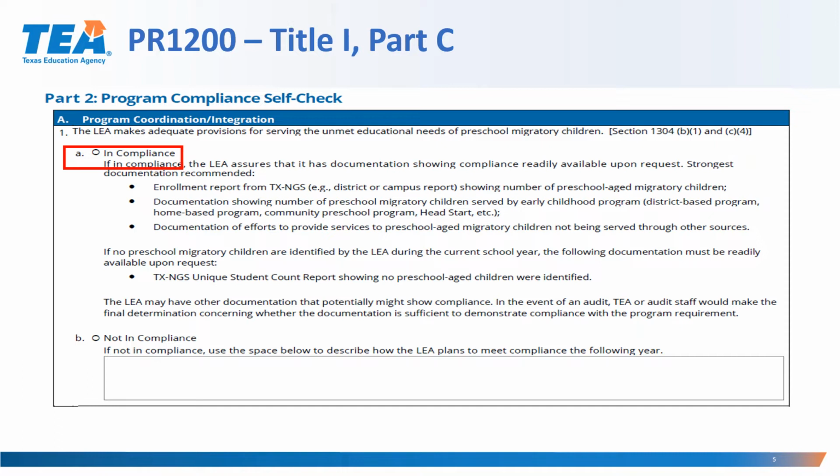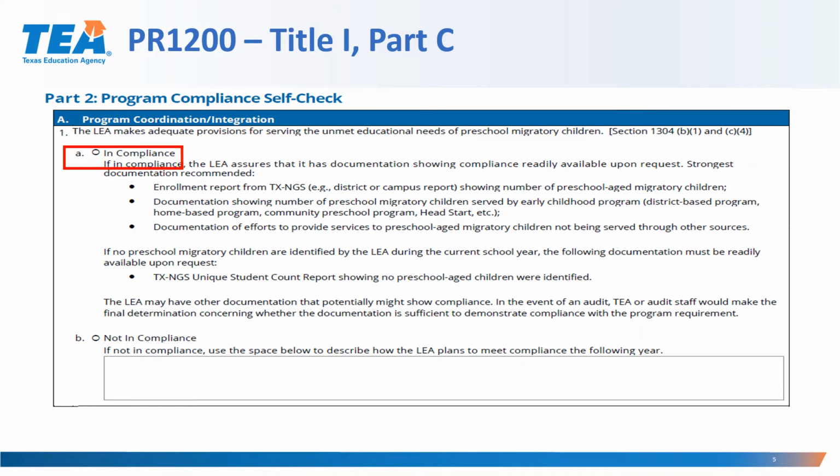Some of the strongest documentation that we recommend are enrollment reports from TXNGS, for example, district or campus reports showing the number of preschool-age migratory children, documentation showing the number of preschool migratory children served by early childhood programs, whether they're district-based programs, home-based programs, community preschool programs, or Head Start, as well as documentation of efforts to provide services to preschool-age migratory children not being served through other sources.